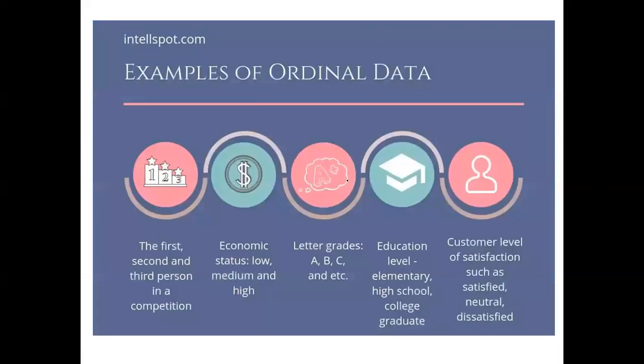Here are some examples of ordinal data. The first, second, and third person in a competition. The economic status of a person, low, medium, and high. Letter grades, say A, B, C. Education level of a person, whether a person is having an elementary school level of education or high school, college level, or graduate level, or doctoral level, or customer level of satisfaction, such as satisfied, neutral, dissatisfied. All these are examples of ordinal data.